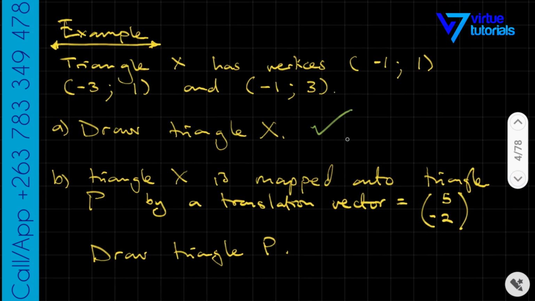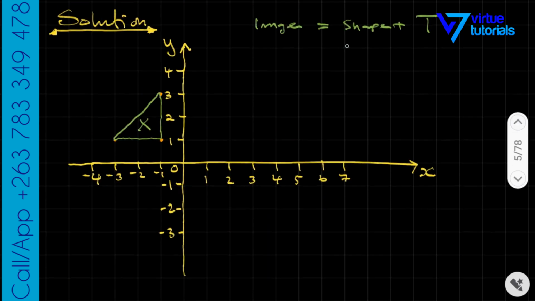So the coordinates of the original shape were (-1, 1). I'm just going to write them as a column. (-1, 1). Write that as a column.